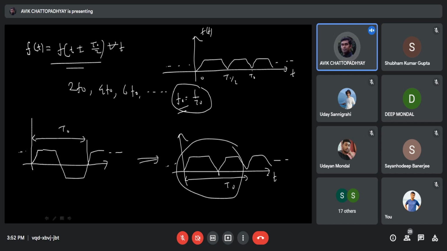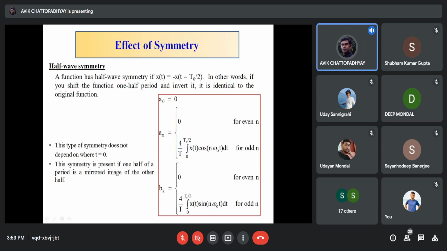So you have to first identify which property the signal has, or which nature the signal is showing. Based on that, you just apply the property, and then the task of calculating the Fourier coefficients will become very easy. Now here only one kind of symmetry is given, but I have mentioned in this context 2 kinds of symmetry, so you should understand that.